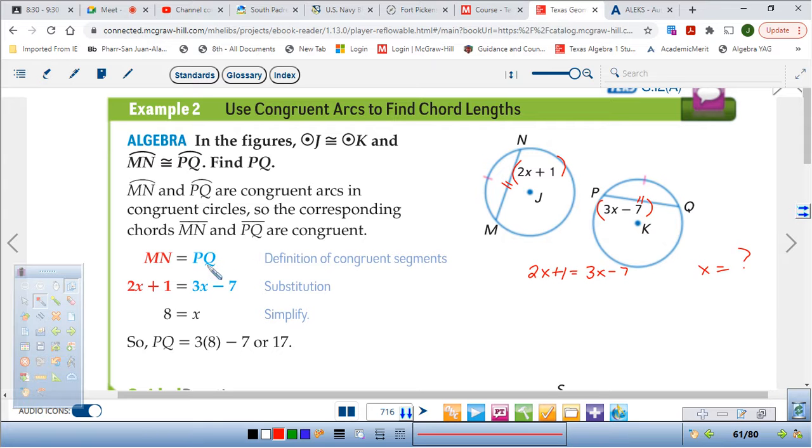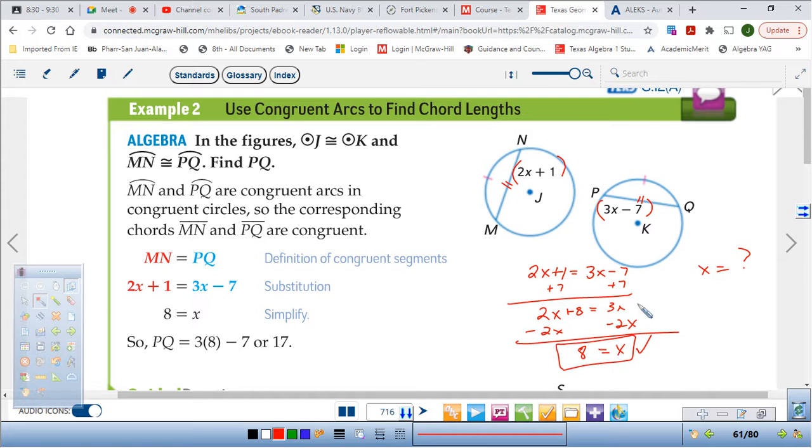Let's just do the math. I would minus 1, right? Minus 1. No, I wouldn't do that. Oh, plus 7. Plus 7. That gives me 2x plus 8 is equal to 3x. Minus 2x, minus 2x. We'll go with 8 is equal to x.